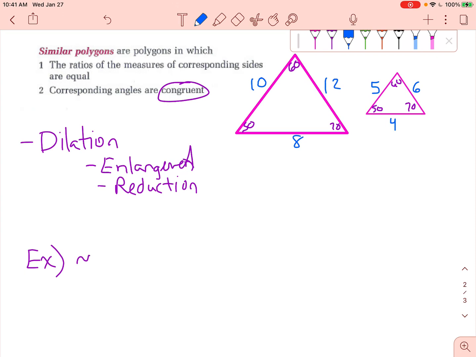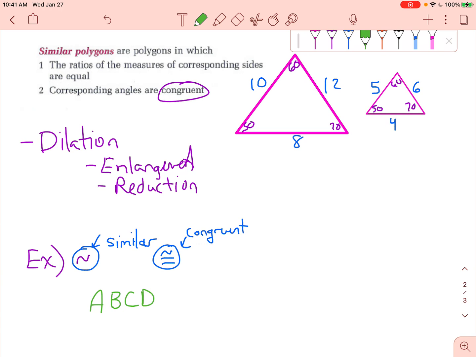You guys are going to be seeing this symbol from now on, and this symbol just means similar. I know that we've been working with the congruent sign, which is both equal and similar. So this means congruent, whereas the other symbol means similar. So if I were to tell you, and this is huge, guys, if you see something where it says ABCD is similar to EFGH, then you have a lot of information, even if we don't have a picture.